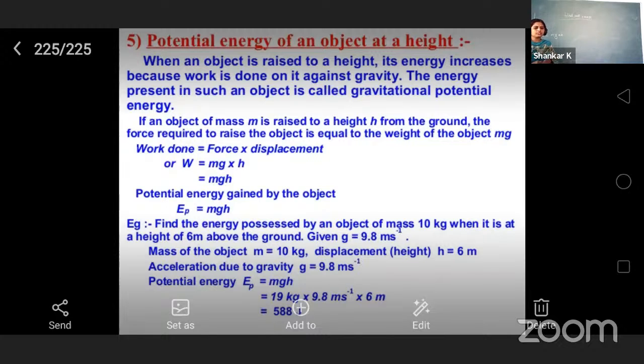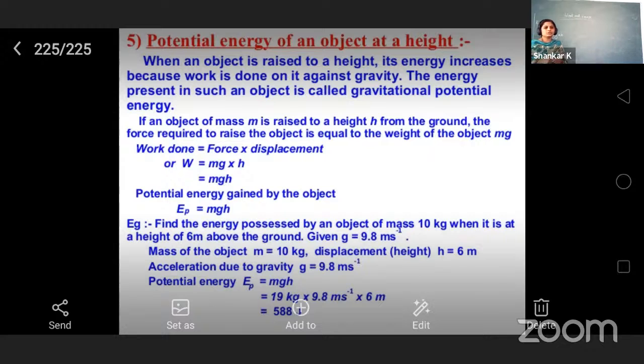So the potential energy gained by the object: EK means kinetic energy, EP means potential energy. EP is equal to mg height.